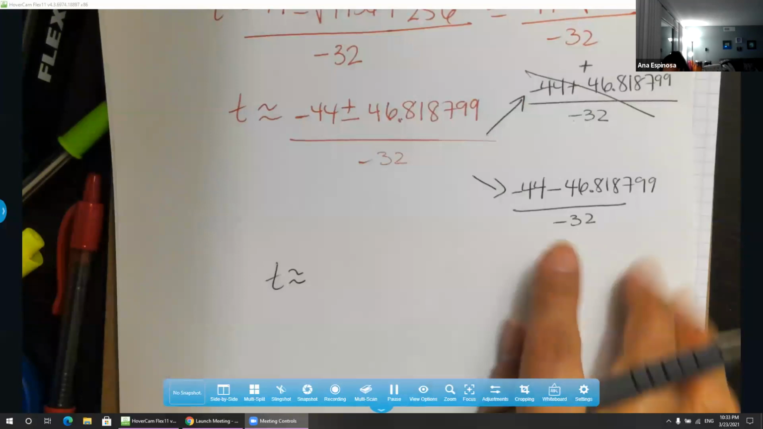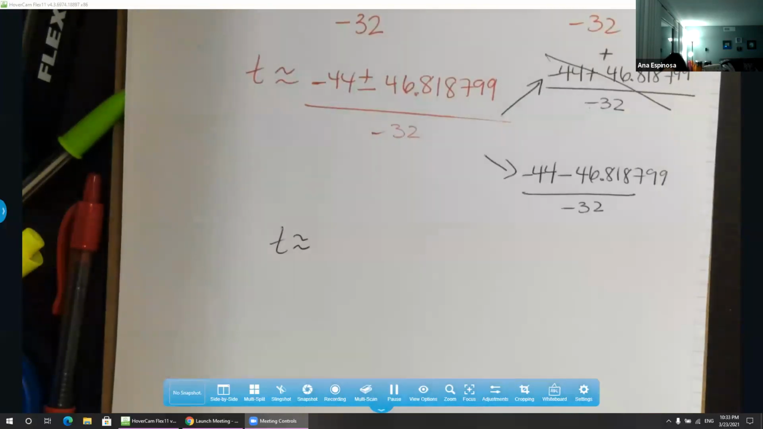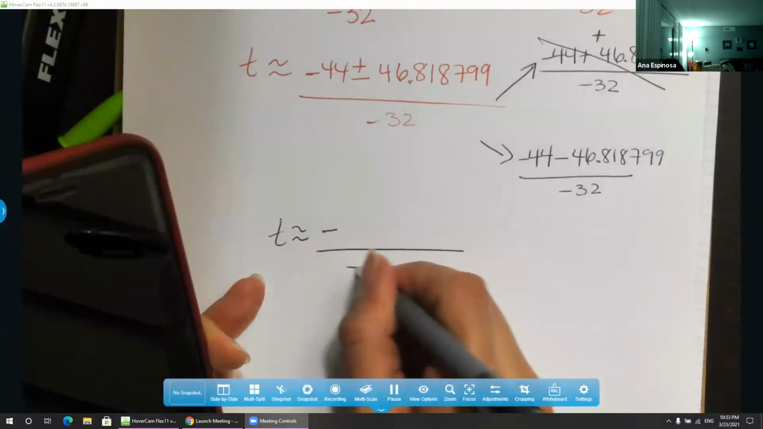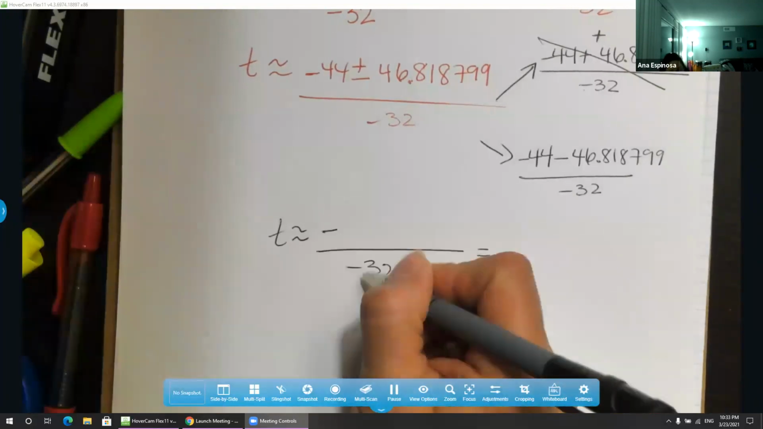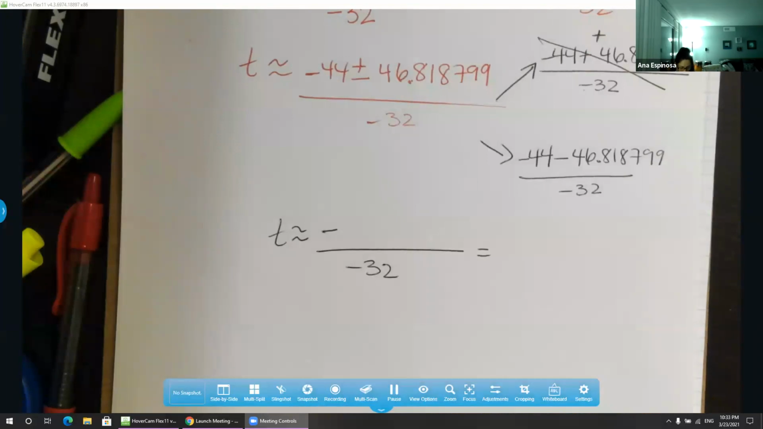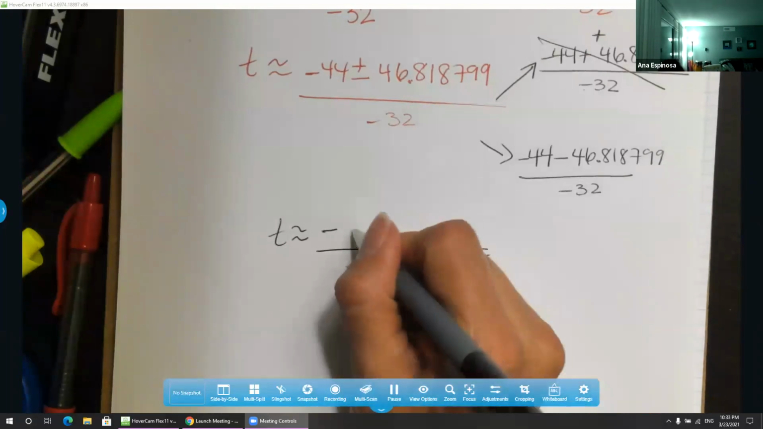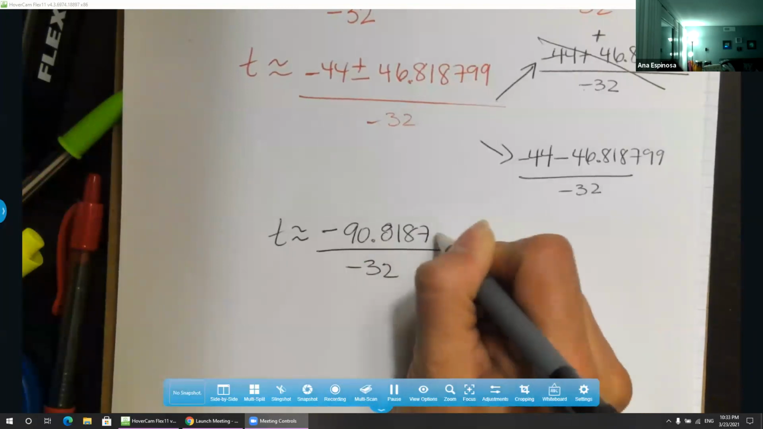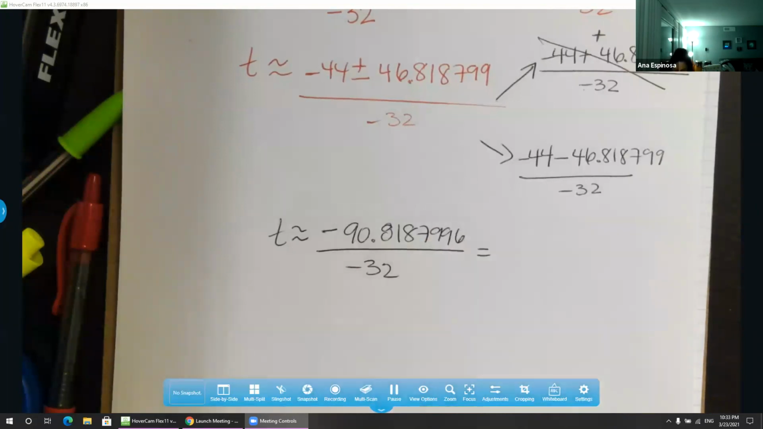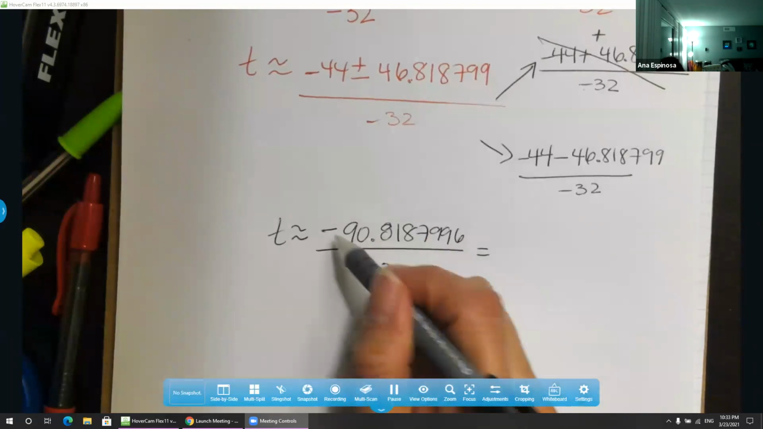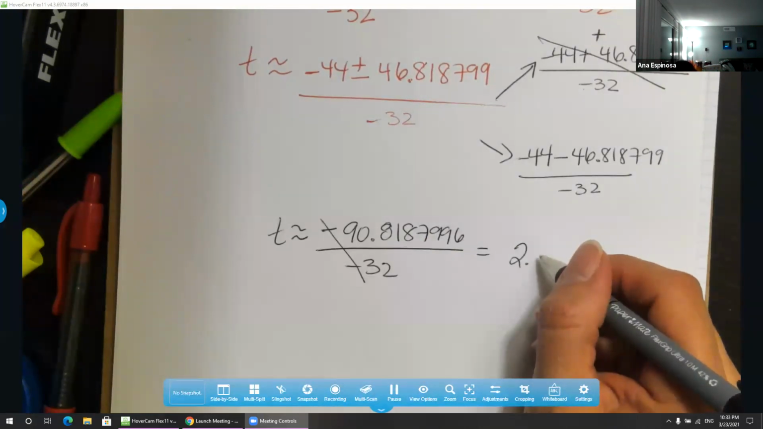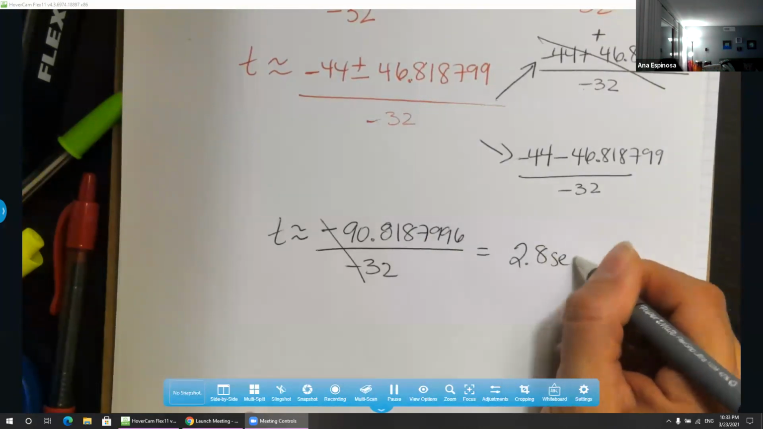The second one looks weird and it looks wrong, but it's not wrong. The top will give you a negative number, with a negative 32 on the bottom. Those two negatives will cancel and that will actually give me a positive time. So this will be negative 90.818799, and I divide that by 32 because these are going to cancel. It's approximately 2.86, rounding to the nearest hundredth.